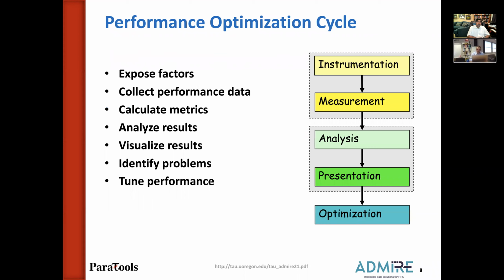The key performance optimization cycle is well known. We use instrumentation to add hooks to our programs to expose the factors and then collect performance data in the measurement stage. Then we analyze the results, calculate metrics, we visualize these results, and then we create a hypothesis for where we think there is a problem and tune this performance. And this optimization cycle repeats.